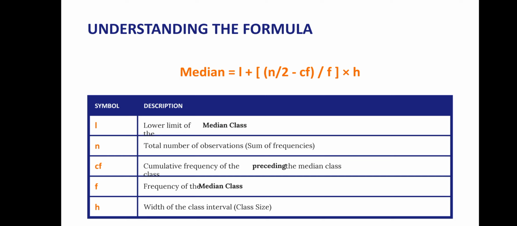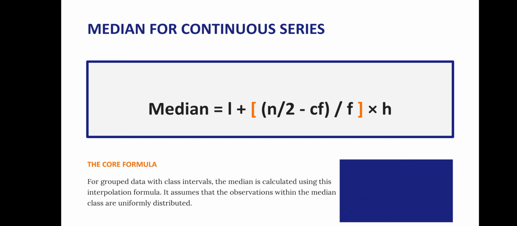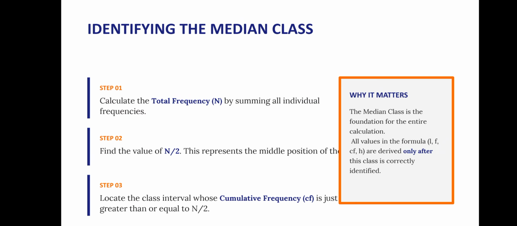F is the frequency of the median class. H is the width of the class interval, that is the class size. So that's the explanation of the formula for finding the median for a continuous series. Okay, now let's identify the median class here. How can we identify the median class?